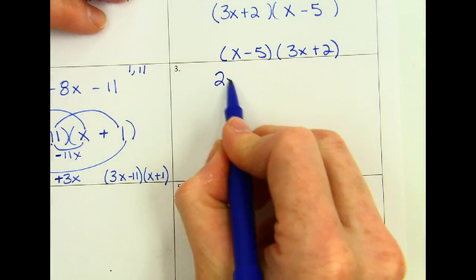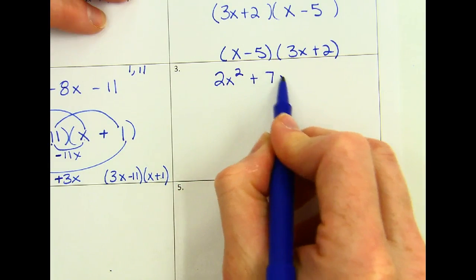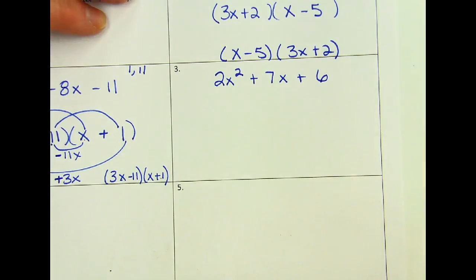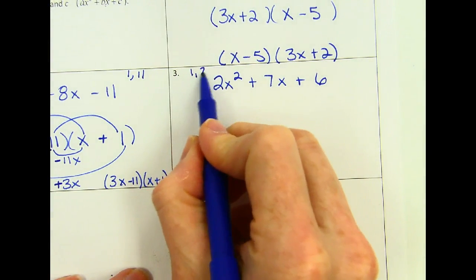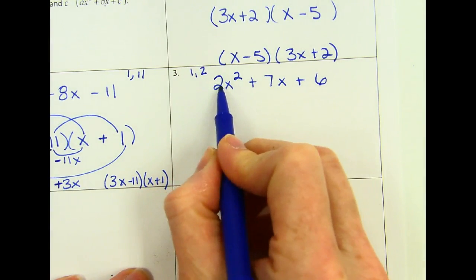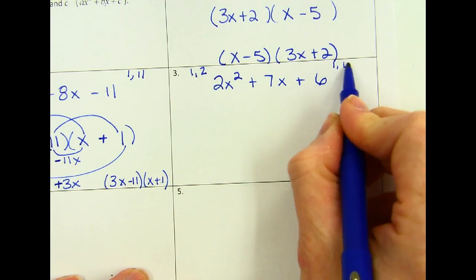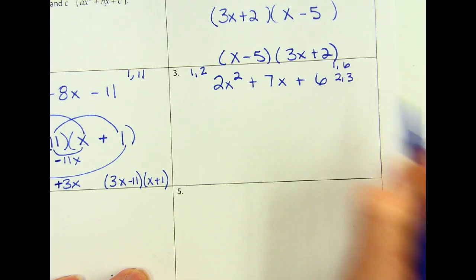This one is 2x squared plus 7x plus 6. Now this one has one added factor. You're going to have a 1 and 2 here because remember, today a is prime. And with 6, you're going to have 1 and 6, and you're going to have 2 and 3.